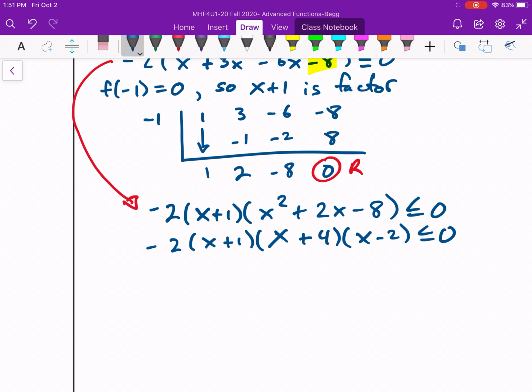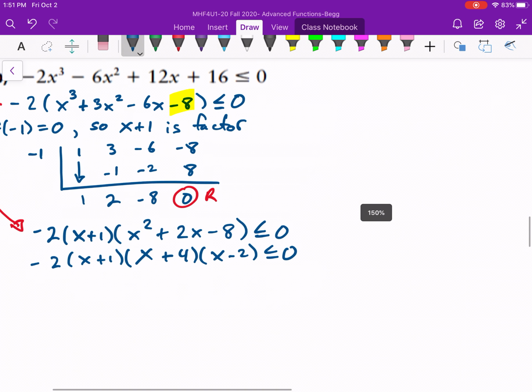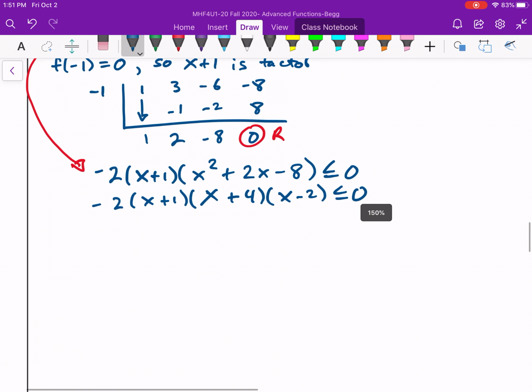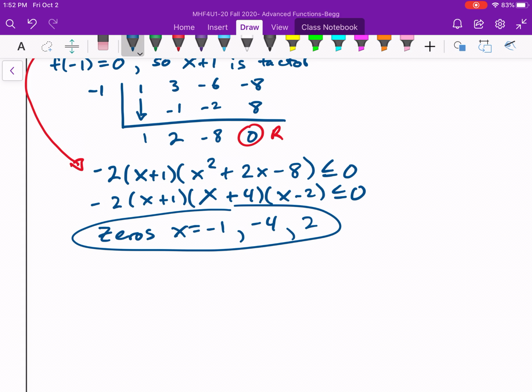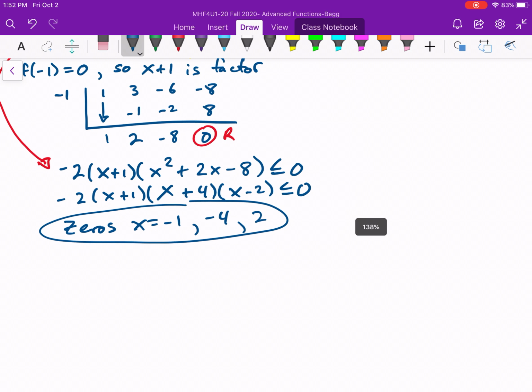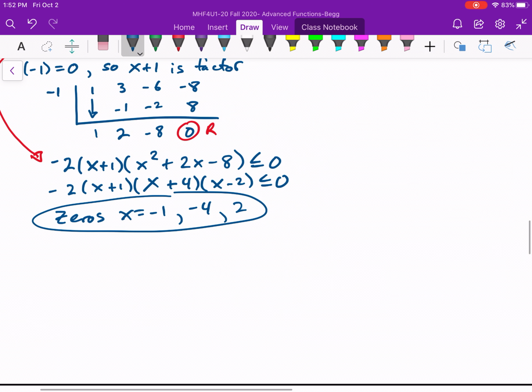All right, so that's the first step, is we want to have it all broken down, and then we want to know what the zeros are. So from that, we can see that there's actually going to be 3 zeros. There's going to be x equals -1, -4, and +2. What this does is it divides the graph up into sections, right?